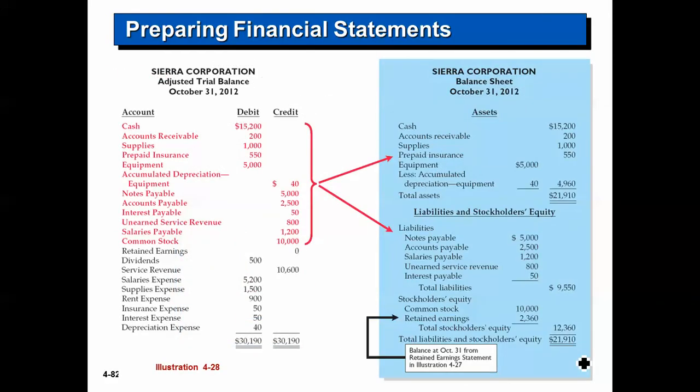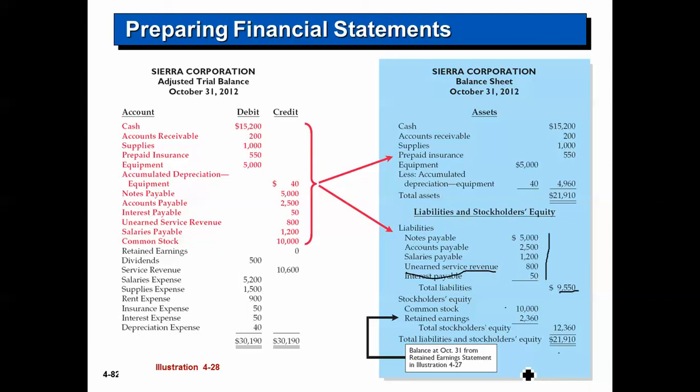The last thing is the balance sheet. And we put the assets, accounts receivable, supplies, equipment, we move to the inside, less accumulated depreciation. We have 21,910 in assets. When we calculate the liabilities, notes payable, accounts payable, salaries payable, unearned service revenue, remember that, baby? Interest payable, we get total liabilities of that. Our common stock, we knew it was 10. From the retained earnings statement, 2,360, and we balance, and we've prepared.